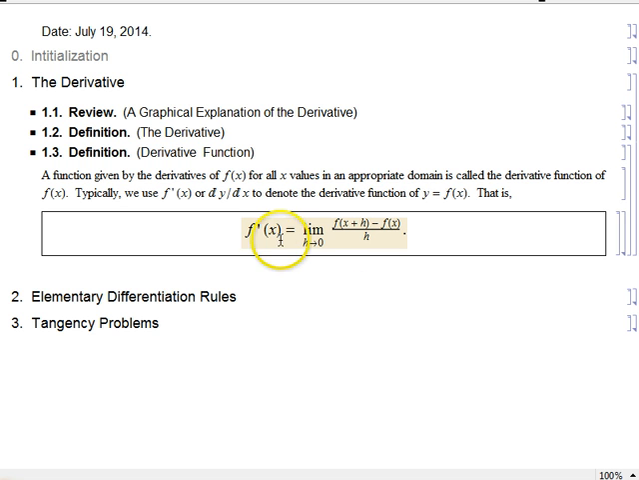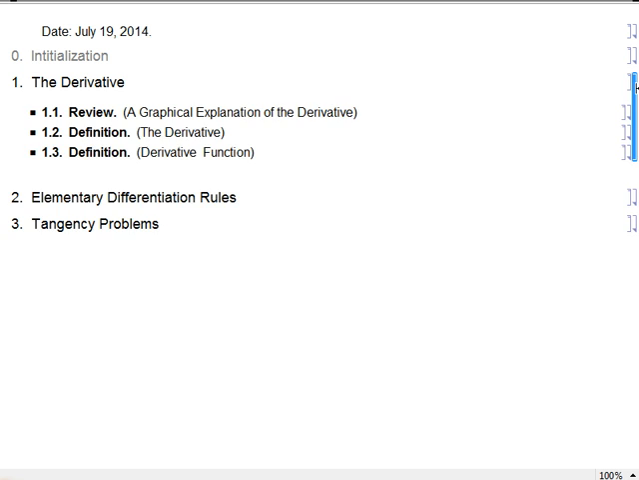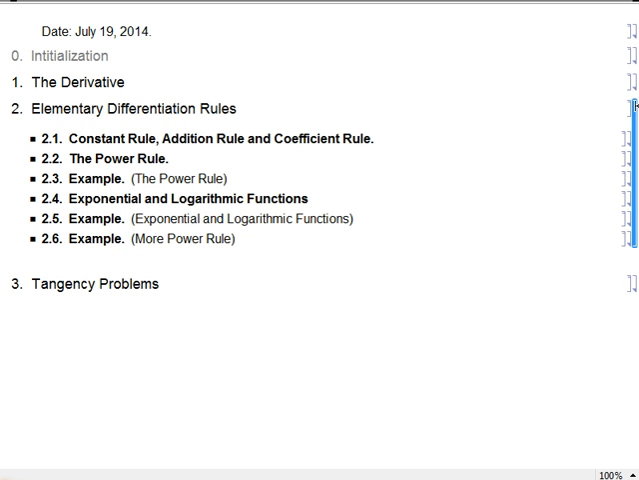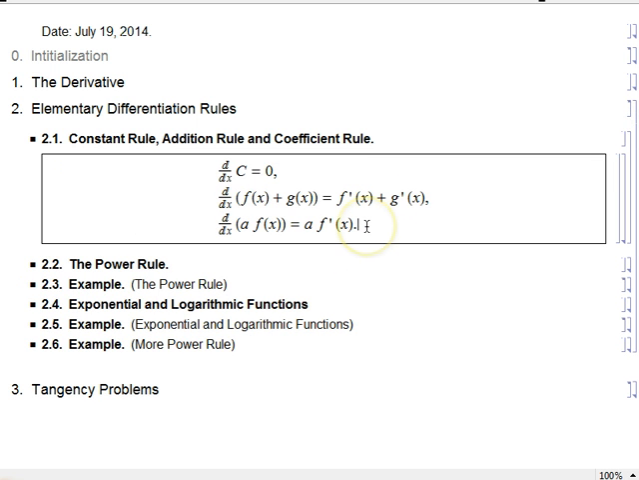So here it is. The derivative function is given by a function where all those x values give us the slope of the tangent line of the first function. So we end up with a different function, and there must be some relation between the first function, the original function, and the derivative function. That's what we're looking for here. We're not going to prove anything here, in this notebook at least, so let me just take a shortcut. Here is the constant rule, addition rule, coefficient rule, which I often call trivial rules.